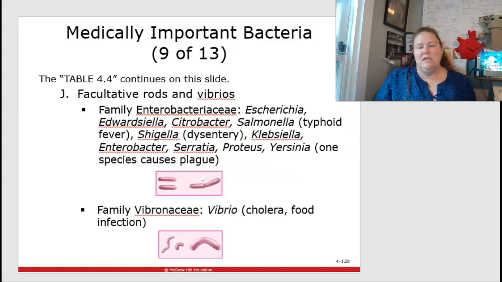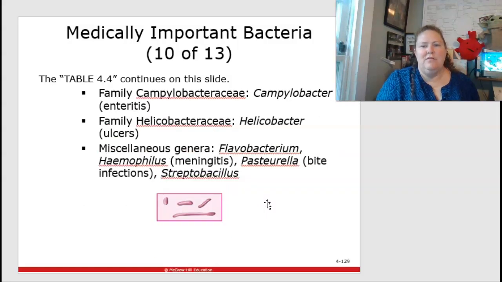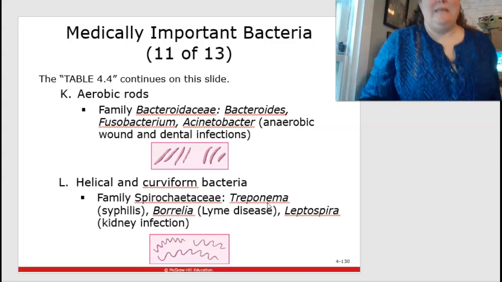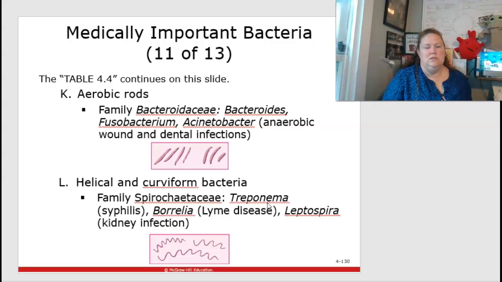You have facultative rods and vibrios, and this would be like your salmonella, typhoid fever, dysentery, plague, and then you have your vibrio, which is that shape, right? This would be involved in cholera and food infections, etc. Then you have Campylobacter, and this would be enteritis. This would be Helicobacter for your ulcers, meningitis, and bite infections, right? So again, all of these are in your book, and you're going to be making these in your slide deck. So I'm not spending a whole bunch of time on these because you can study in the table, right?